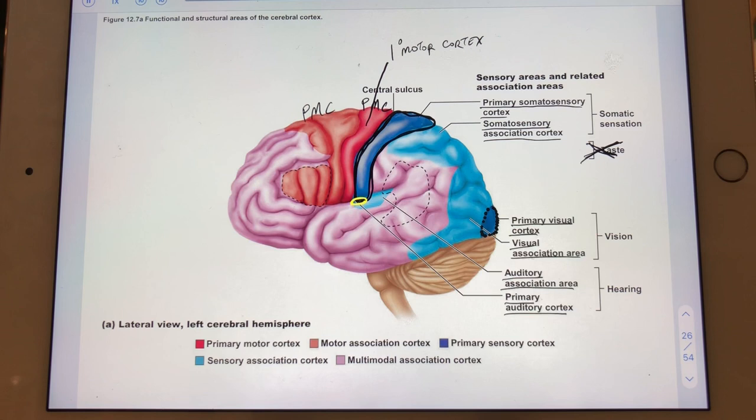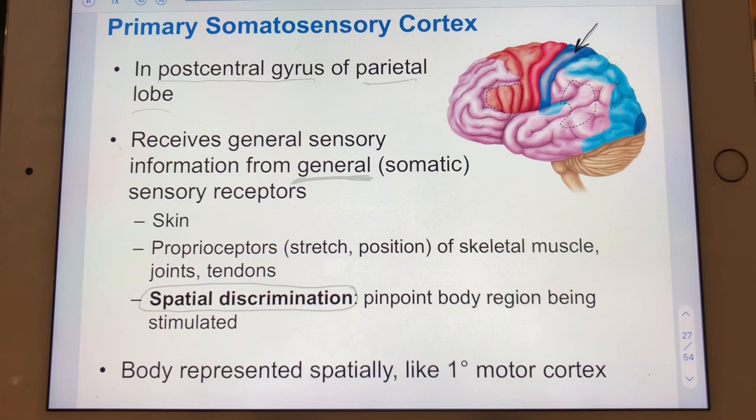In slide 27, we're going to address the primary somatosensory cortex. Where does it live? The postcentral gyrus, specifically of the parietal lobe. Okay? It's receiving input information from general sensory receptors. Those that come from the joints, those that come from skeletal muscles and tendons, are helping our central nervous system to understand where we are in space. What is our position?